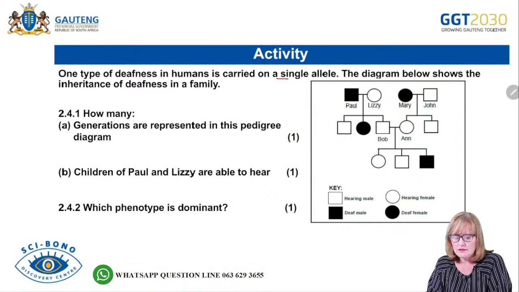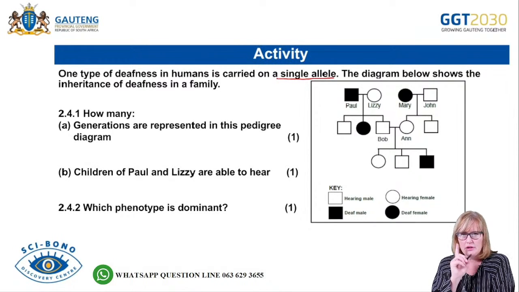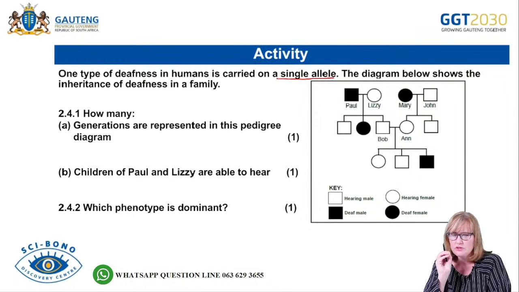All right. Next question. One type of deafness in humans is carried on a single allele. The diagram below shows the inheritance of deafness in the family. Now, I'm going to give you some time to do this, but I want to just say the following. Is this sex-linked? Are you going to do X's and Y's here? Think about it. Just think about it. All right. Let's give you a minute. You don't need more than a minute for this.